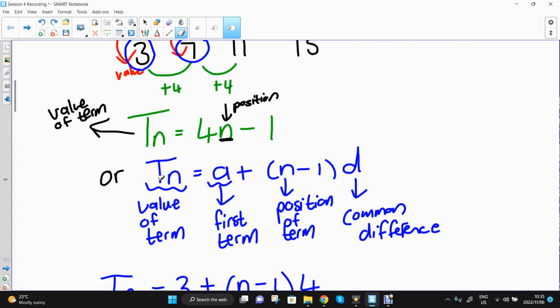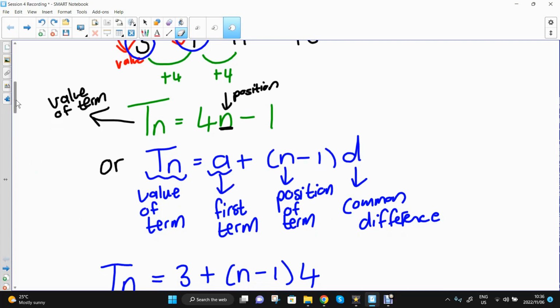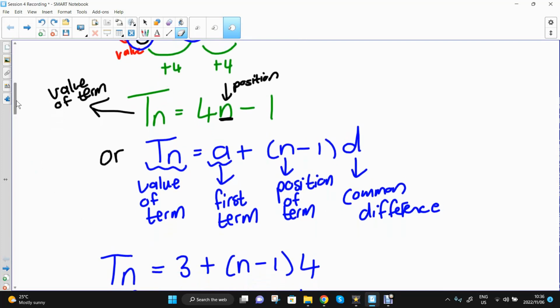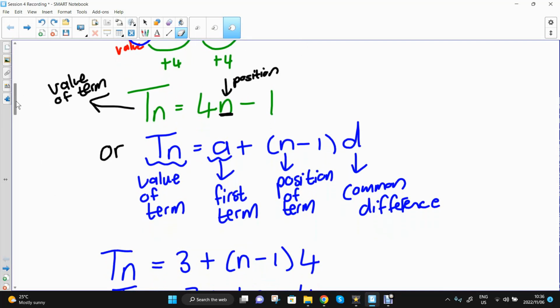What do they mean? Tn, by now we know that this is the value of the term. A is always represented by the first term of the sequence. N is the position of the term, so this is where you will find your term. And then finally your D at the back is your common difference. So just using this formula to show you how you get to your final formula for this sequence.